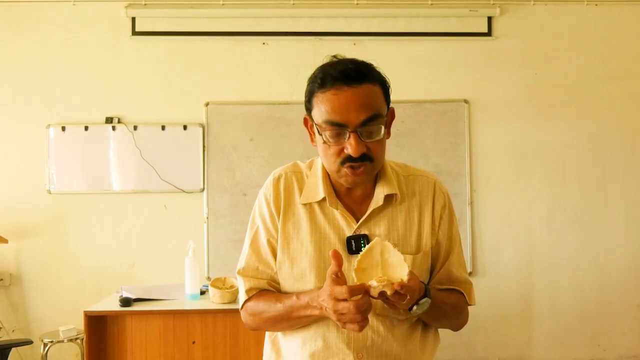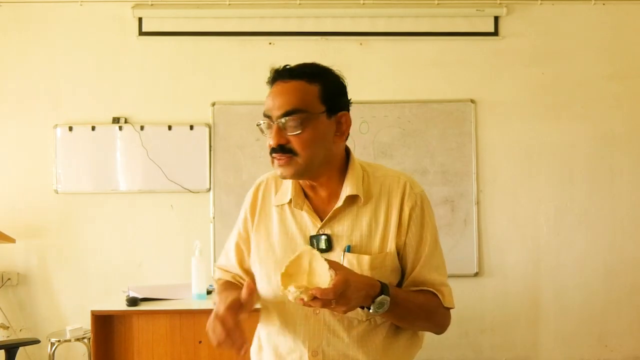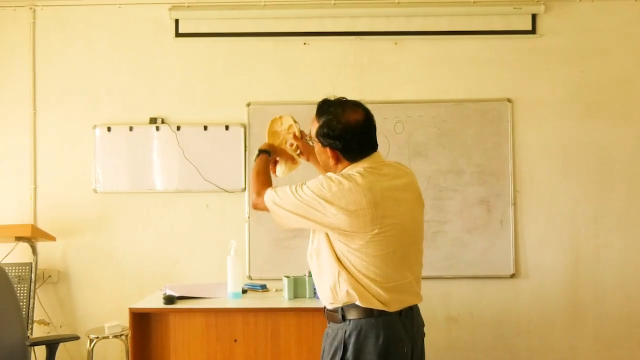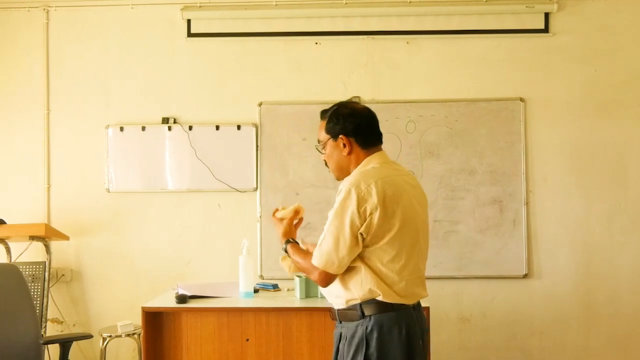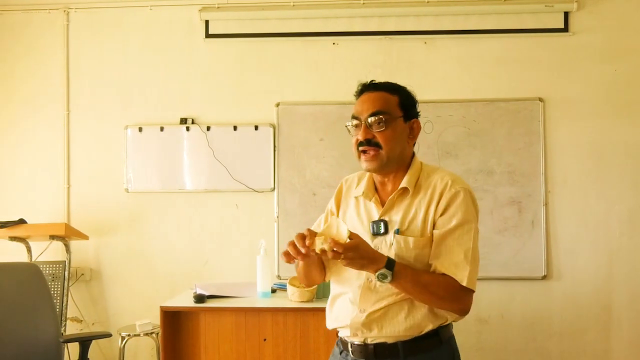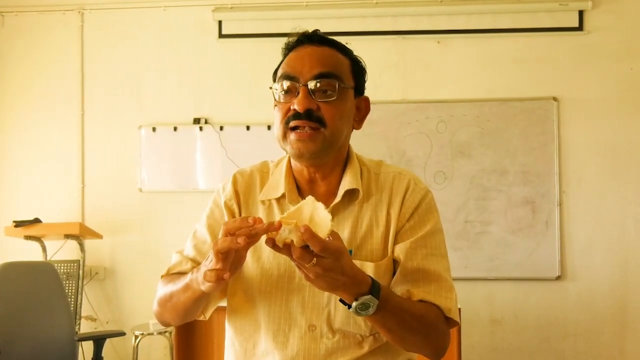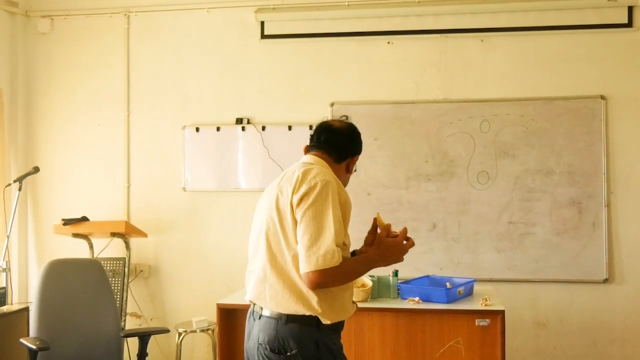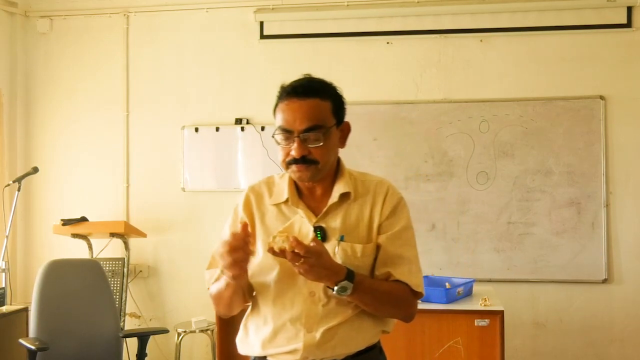This is called the jugular notch. With the similar notch of the petrous part of the temporal bone, we get a foramen, which is called the jugular foramen. Through the jugular foramen, the sigmoid sinus comes out, and that becomes the internal jugular vein. Clear?